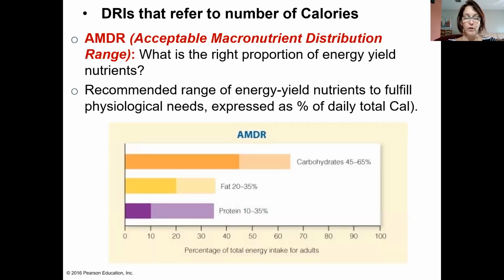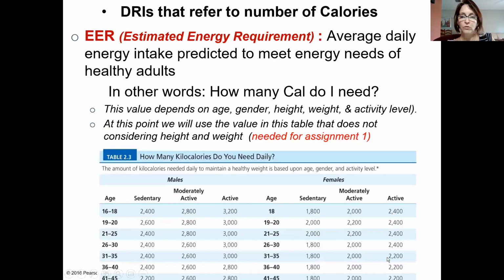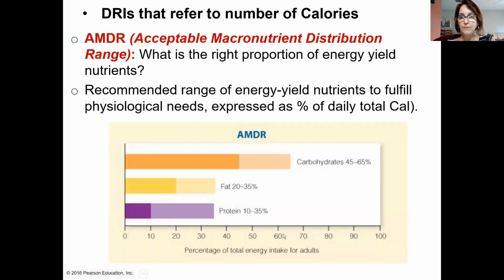The other value, and the last one we will learn, again, I say 4 out of 6 values, is this AMDR. This tells you what is the right proportion of energy yield nutrients as a percentage of the total in terms of calories. It means, from the total, from these 2,200 calories that you should eat in your day, how many calories should come from fats, from carbs, or from proteins? According to the recommendations, about half of the calories should come from carbs, 20 to 35% from fats, and 10 to 35% from proteins. I know that many people following the ketogenic diet will disagree with these values.